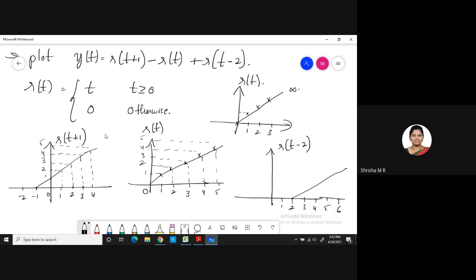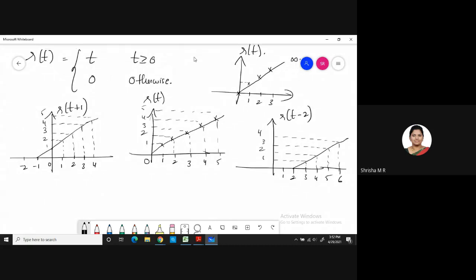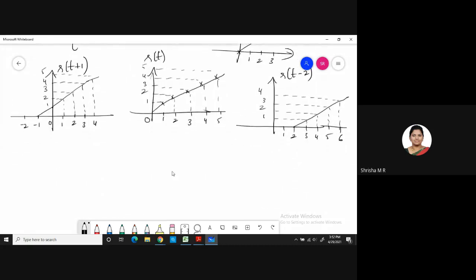This is my signal. At 3, the amplitude is 1. At 4, the amplitude is 2. At 5, the amplitude is 3. And at 6, the amplitude is 4. Now we have to evaluate the signal. We have to get this equivalent waveform y of t. So you observe here: R of t plus 1 minus R of t plus R of t minus 2. This is the equation we have, correct?